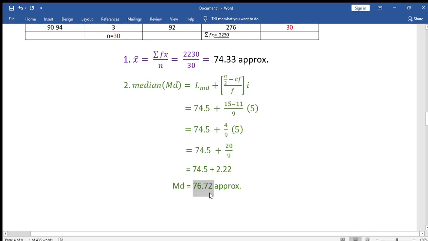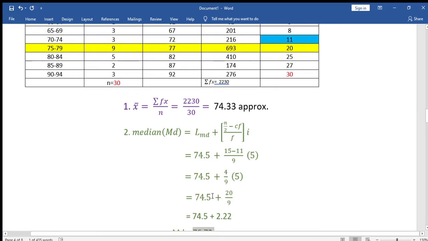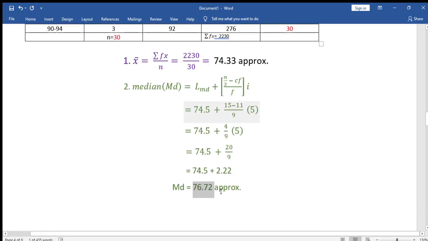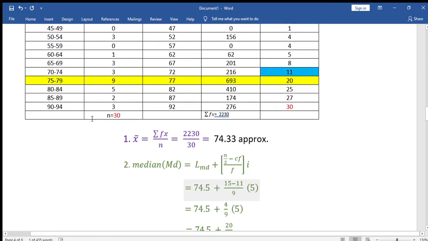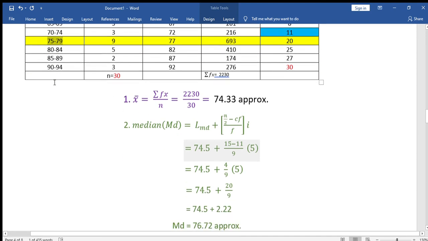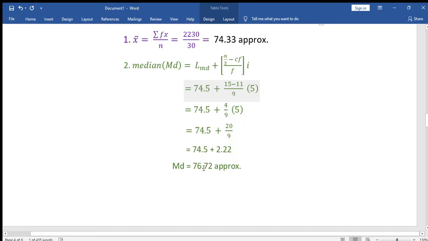And based on the definition of median class, this is the class limit where you can find your median. Let us try to take a look. 76.72. Can we find it at 75 to 79? Can we find it? Yes, definitely. It is found. It is within the range of the median class. Okay, so our median is 76.72.